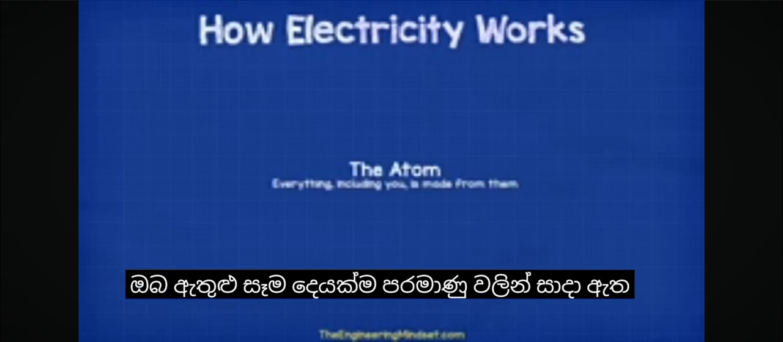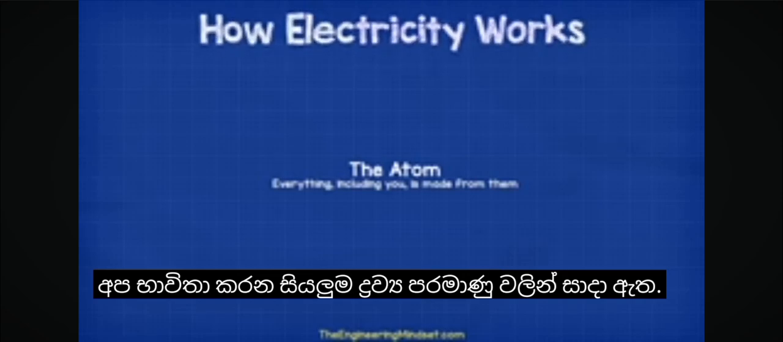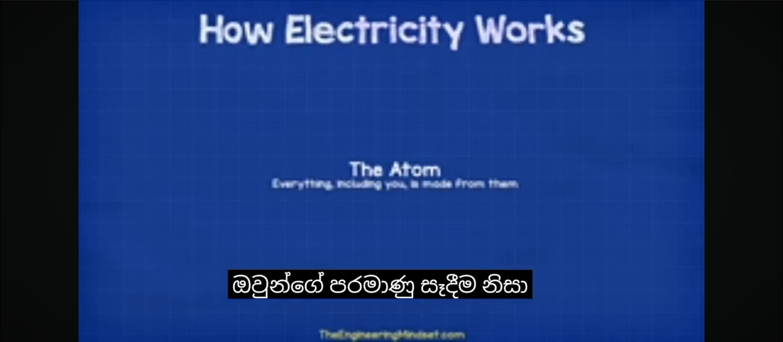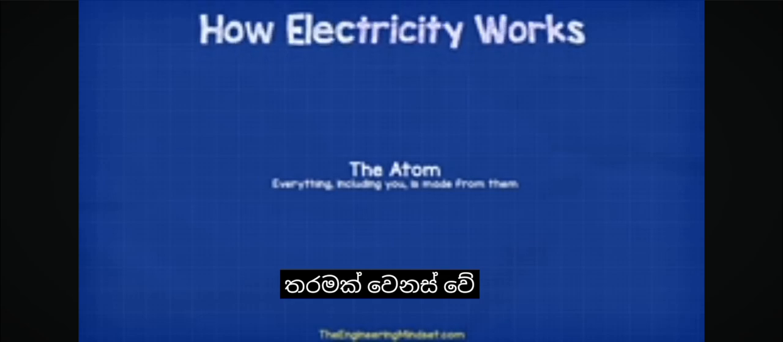So let's start at the very basics, and for that we need to take a look at the atom. Everything, including you, is made from atoms. All the materials we use are made from atoms. The materials are just different because the construction of their atoms are slightly different.